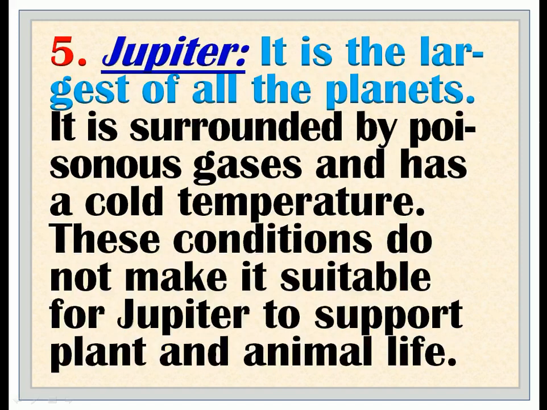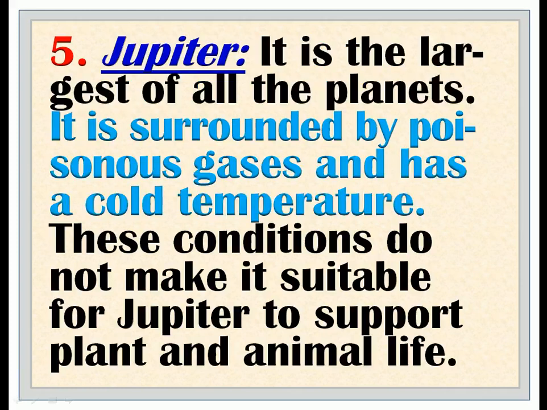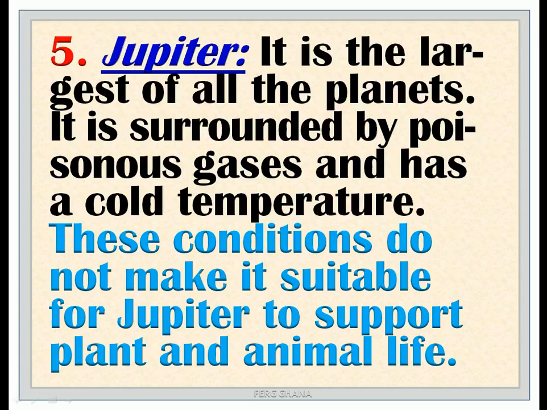5. Jupiter. It is the largest of all the planets. It is surrounded by poisonous gases, and has a cold temperature. These conditions do not make it suitable for Jupiter to support plant and animal life.